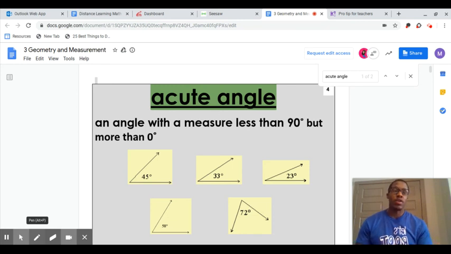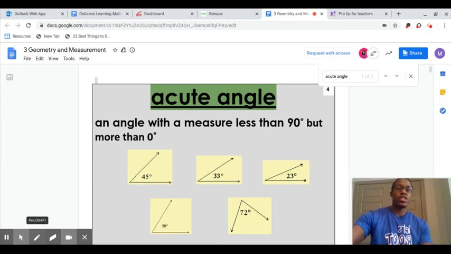Quick check for comprehension. Who can tell me how many degrees is in a right angle? Excellent. If you answered 90 degrees, you are 100% correct. Next question. Who can tell me the definition of an obtuse angle? Very good. If you answered greater than 90 degrees, you are 100% correct.